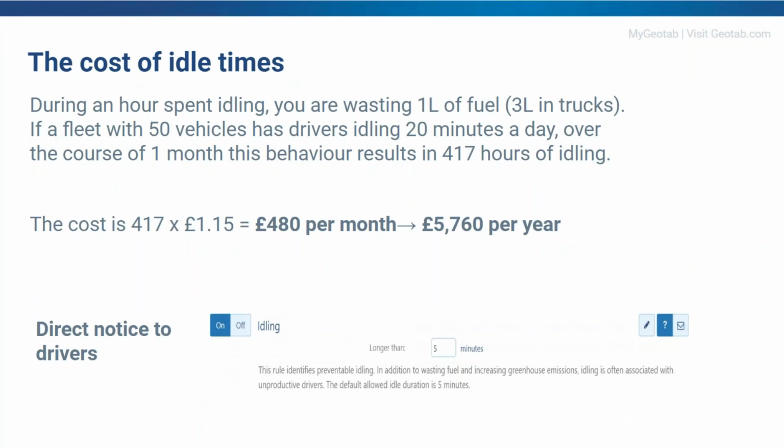So from Geotab, we recommend 2 strategies to contain this expense. On the one hand, we can set up a rule on the platform to directly warn drivers when they exceed certain idling times. And there you can see the idling rule on the screen at the bottom. It's very simple. You edit and you can just adjust the length of time you want the idling to trigger from. So if it's over 5 minutes, the idling rule kicks in. It's very simple to do.